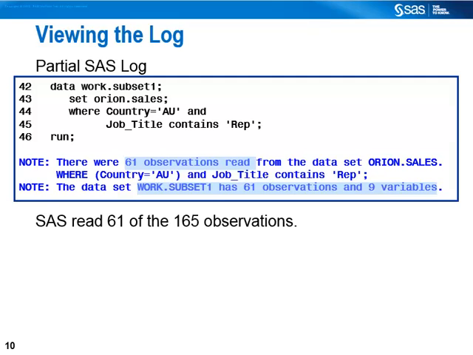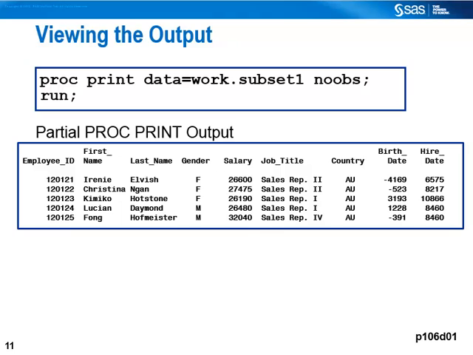The new dataset work.subset1 has 61 observations. Both the input and output dataset contain 9 variables. This partial proc print output shows the first 5 of the 61 observations in the new dataset work.subset1.